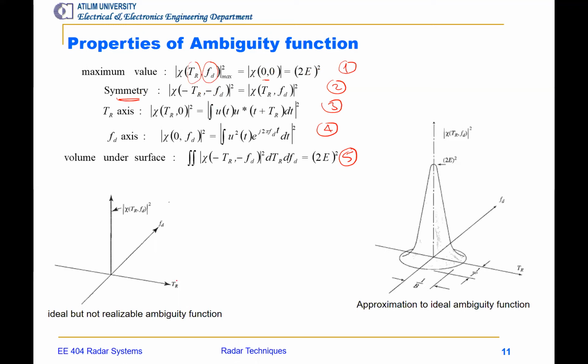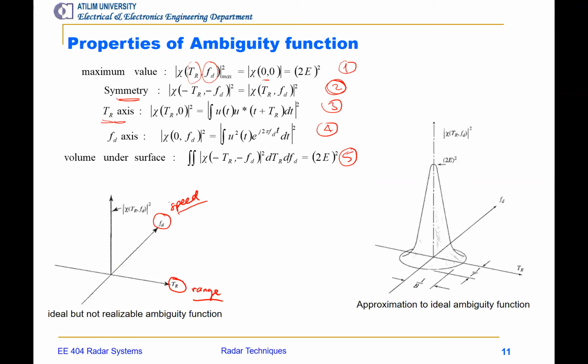So here it's illustrated. This is the range, so time, and Doppler axis. So let's say speed and range. Okay, because Doppler shift corresponds to the speed of the target. TR, the round trip delay, simply corresponds to range. So on both of these axes, it's symmetrical. Okay, this equation 2 says it's symmetrical.